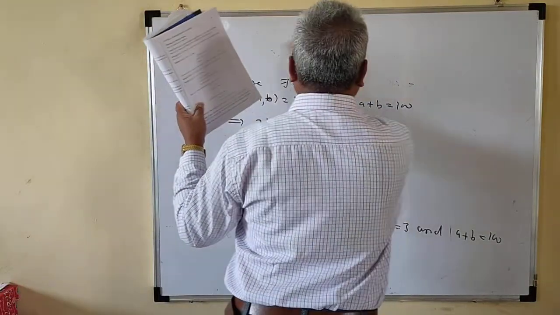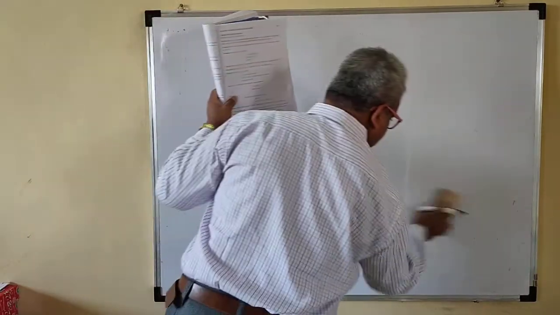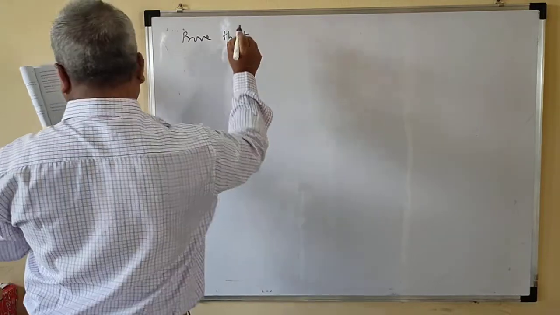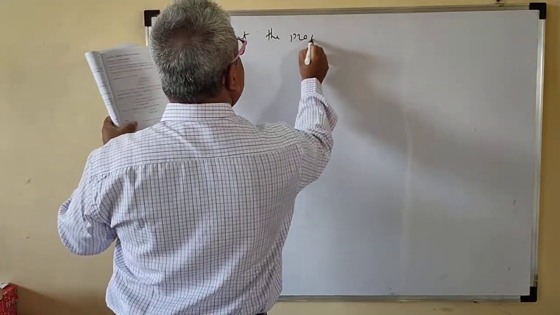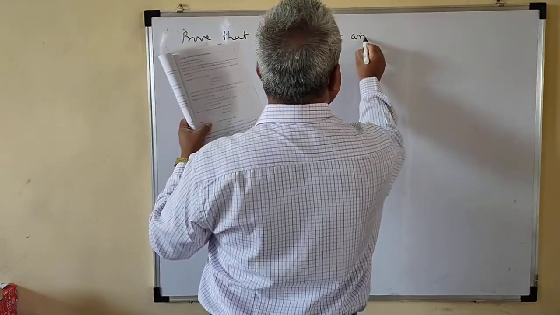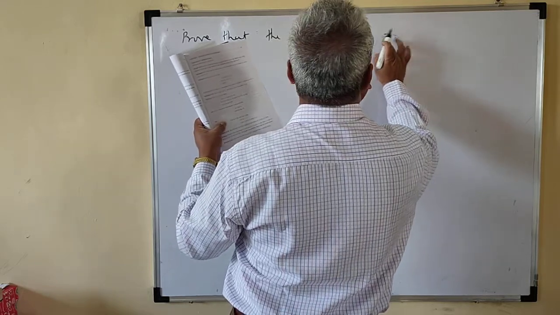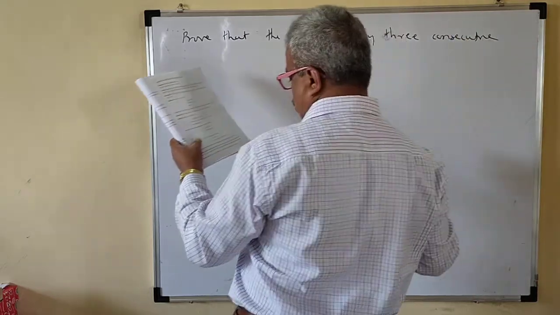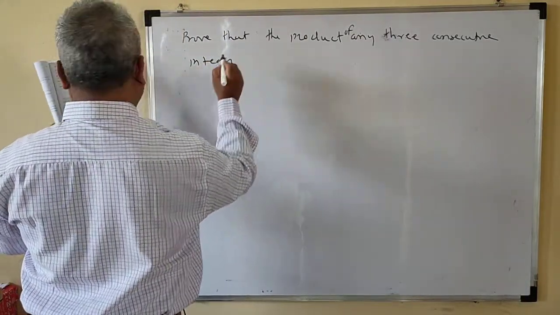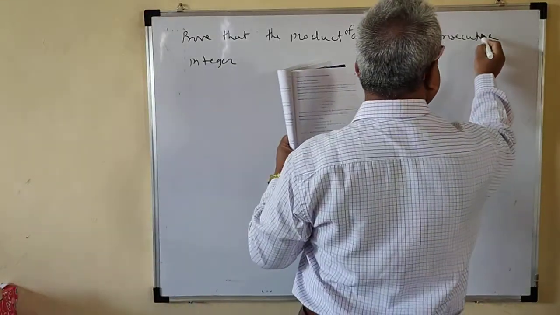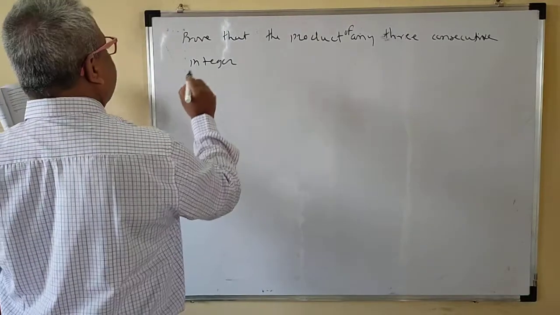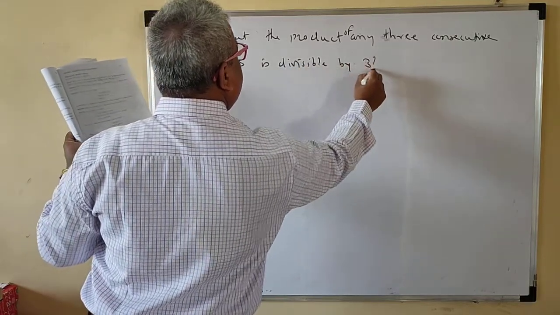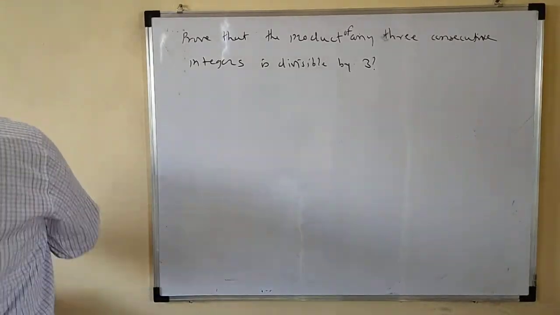Next. Prove that the product of any three consecutive integers is divisible by 3 factorial. Okay, so we have to prove this one.